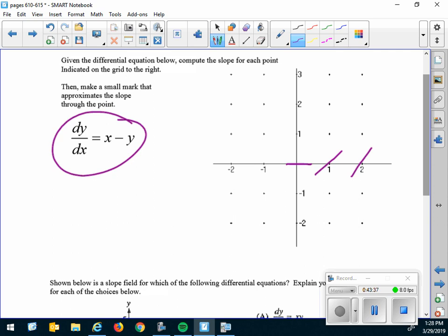What about at the point 0, 1? What's the slope at the point 0, 1? Negative 1. At 0, 2, it'll be negative 2. At 0, 3, it'll be negative 3. You will be able to start to see patterns on a lot of them.